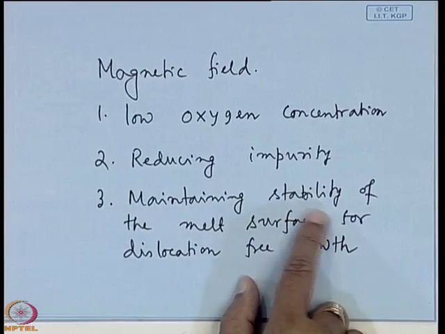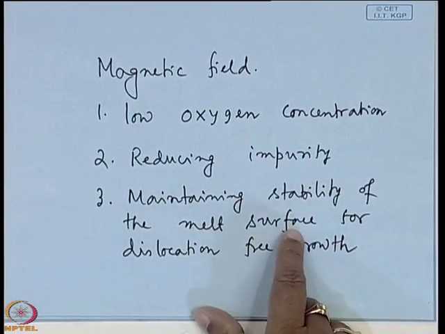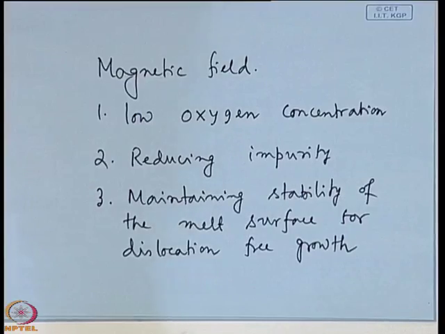Number 2 is the impurity concentration. There are many impurities, okay, particularly those impurities which can be attracted by magnetic field: iron, cobalt, nickel, etc. Those are rampant in the material. And the third one is the stability of the melt surface for dislocation free growth. Maintaining stability of the melt surface, as I told you that the melt surface will vehemently vibrate. So, that is why magnetic field will be there.